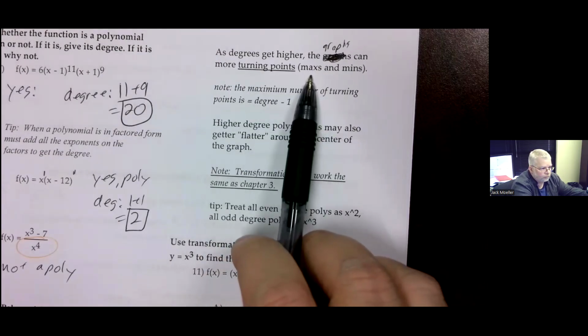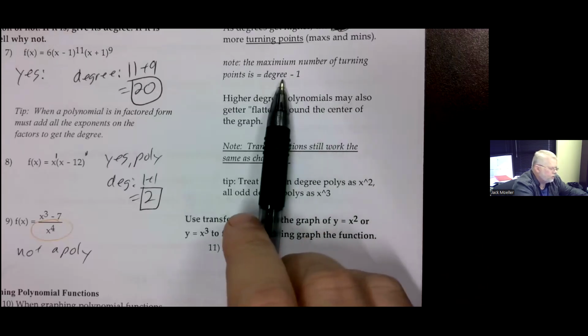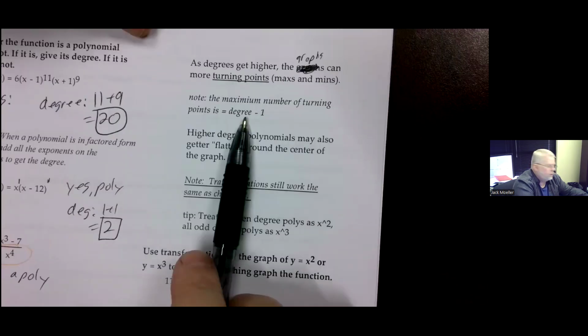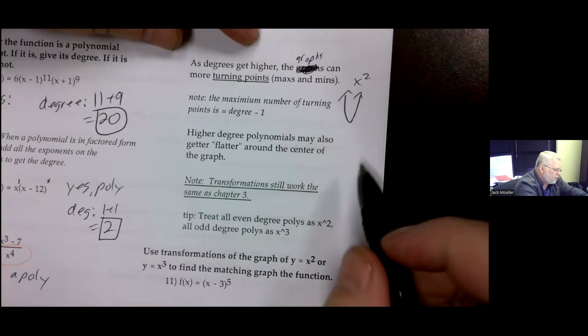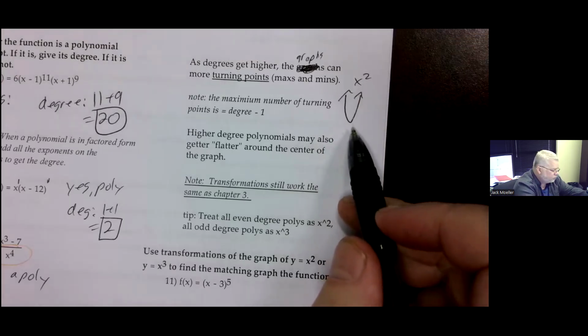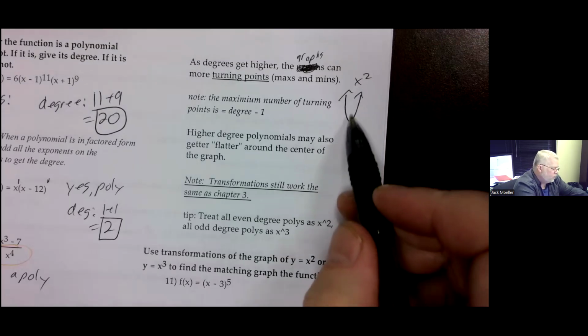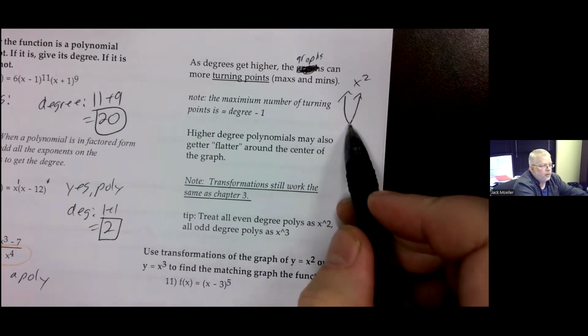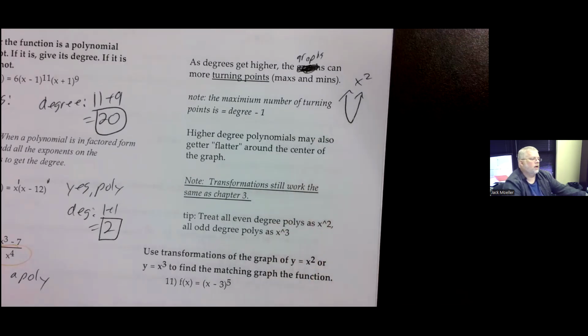Now, I don't know if it comes up or not, but the maximum number of turning points is always the degree minus 1. And the easy example there is if you have x squared, how many maxes or mins are you going to have? Well, only one, right? Depending on if it's an upward or downward parabola, it would be a max or a min. But x squared can only have that one turning point. So for degree 2, 2 minus 1 is 1. So an x cubed could have 2 turning points, or 2 maxes or mins. An x to the 8th could have 7 turning points. So that means 7 maxes and mins.